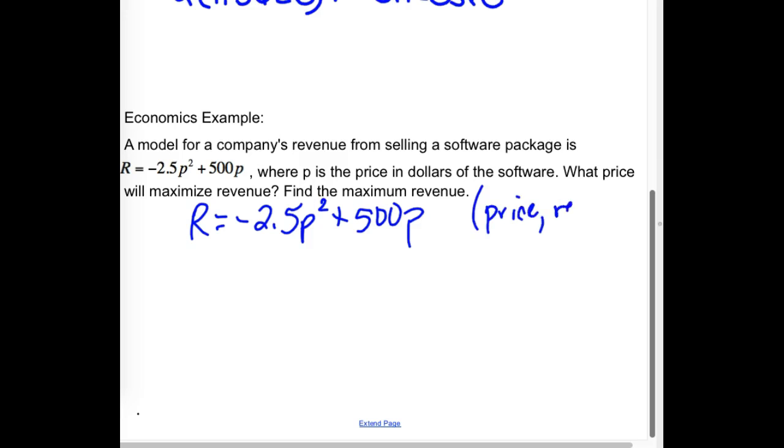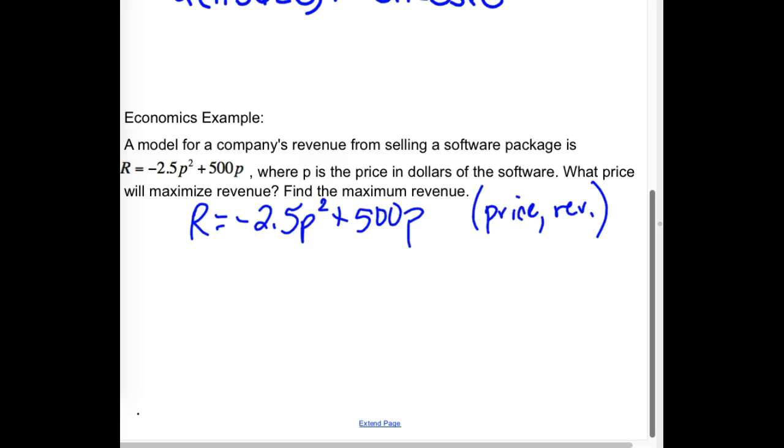Do you guys know what revenue means? Revenue is not quite the same as profit. Revenue is the money you make by selling something. Profit, you'd have to subtract off your expenses from your revenue to get your profit. So there's a difference there. Revenue is just how much money that people have paid you for stuff. Okay? So it says, what price will maximize the revenue?